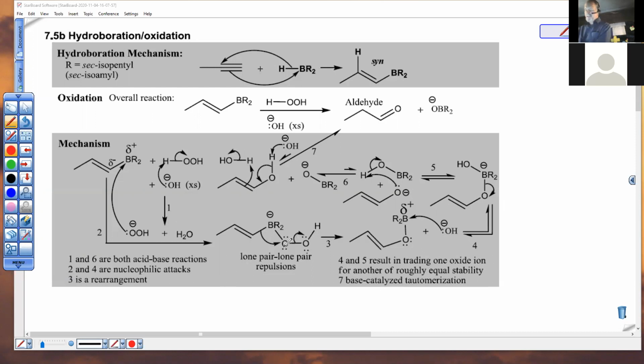It's the exact same mechanism as the hydroboration oxidation of alkenes. It's the same for alkynes, except you add a tautomerization at the end. So you better learn this one too.